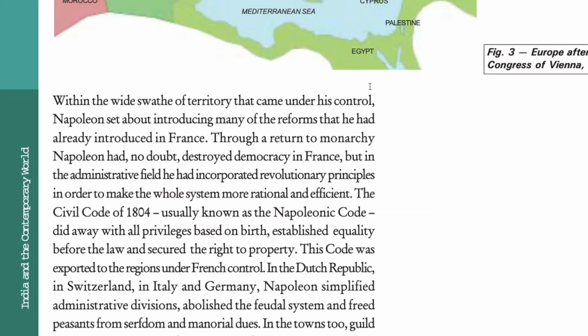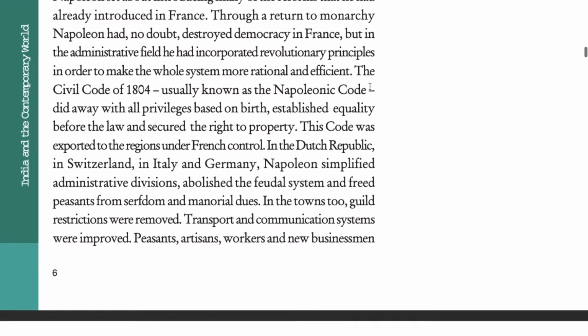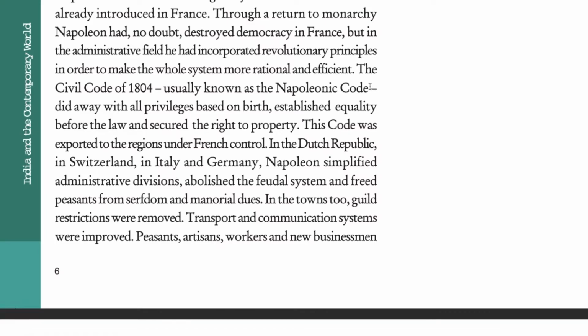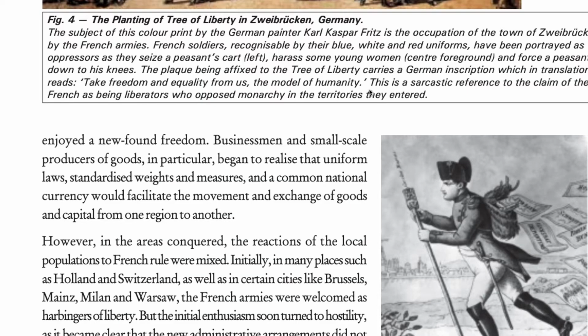In the Dutch Republic, in Switzerland, in Italy and Germany, Napoleon simplified administrative divisions, abolished the feudal system, and freed peasants from serfdom and manorial dues. Peasants, artisans, workers, and new businessmen enjoyed a newfound freedom. Businessmen and small-scale producers of goods, in particular, began to realize that uniform laws, standardized weights and measures, and a common national currency would facilitate the movement and exchange of goods and capital from one region to another.